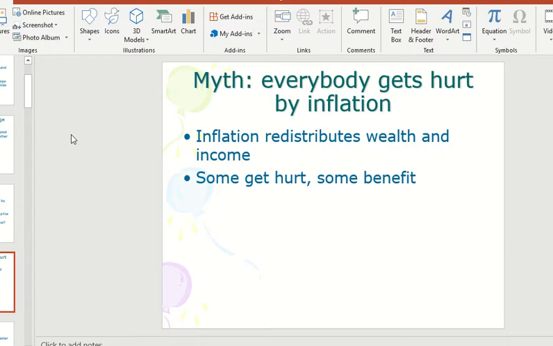So if it is mild and predictable, inflation is simply a redistributive mechanism of wealth and income. It is neither good nor bad. So when it is mild and predictable, some people get hurt, some people benefit.